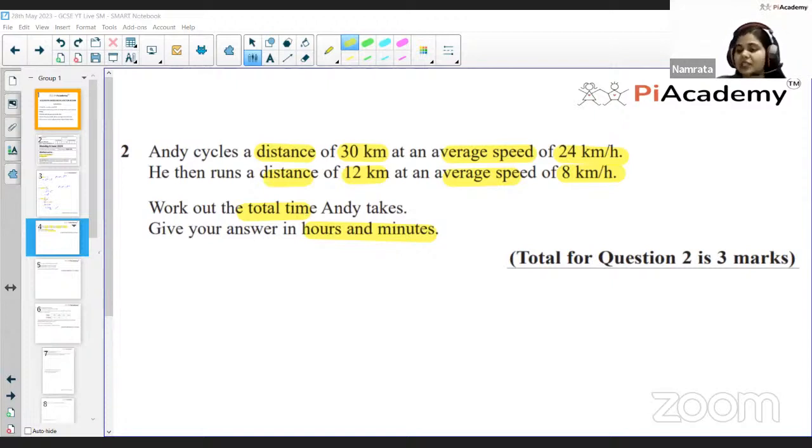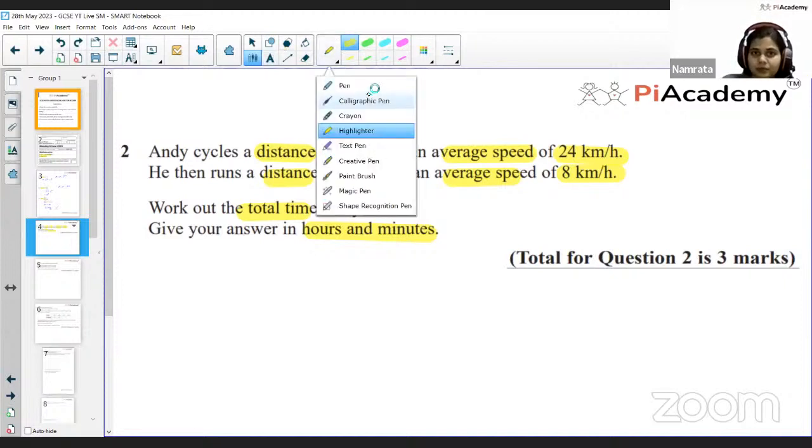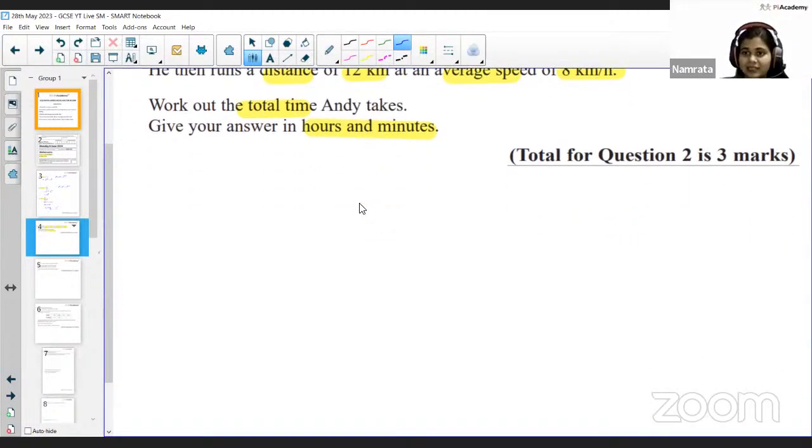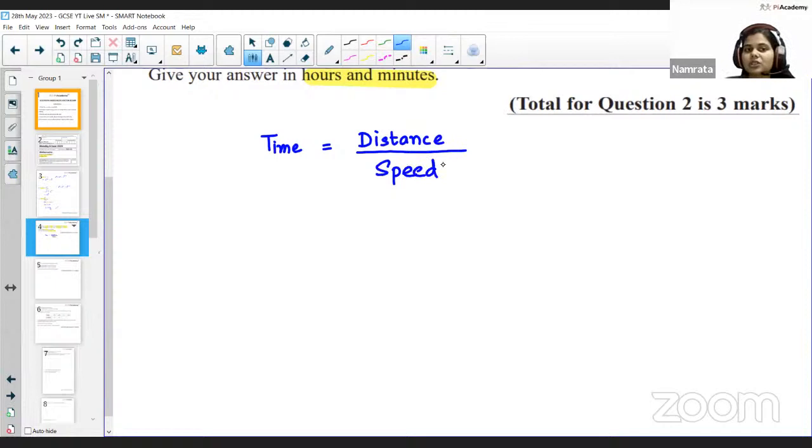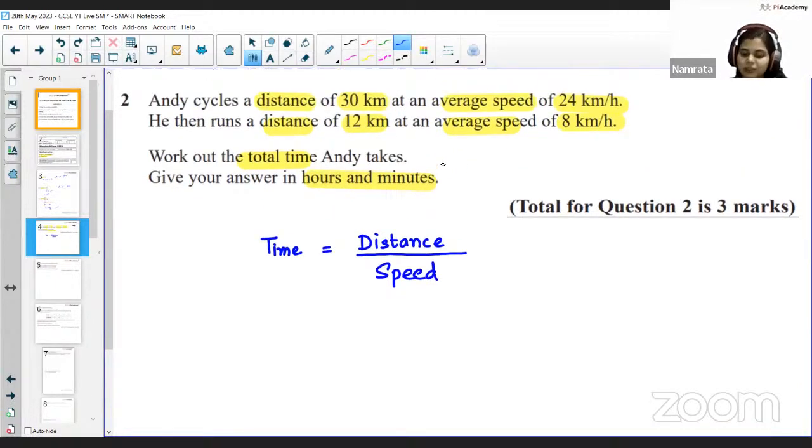So the very first thing that we'll write down is the formula that we'll be requiring for solving this question. We all know speed is equal to distance upon time, which can also be rephrased as time is equal to distance over speed, right? So we'll be using this in order to solve the question. Based on the first information given to us, Andy cycles the distance of 30 kilometers at an average speed of 24 kilometers per hour.